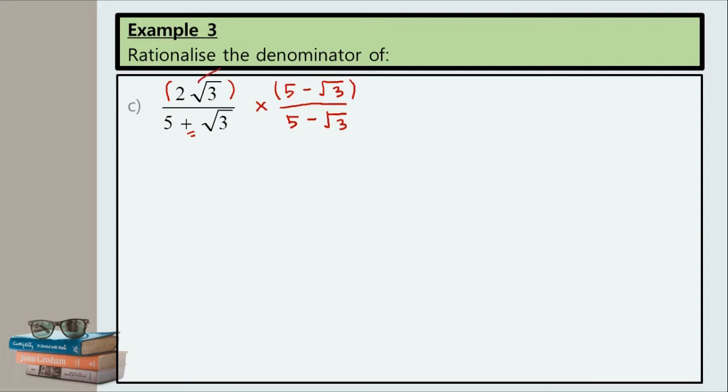2 surd 3 times 5. So, kita darab nombor dulu. 2 darab 5, 10 surd 3. Okay, since belah kiri ni kita ada satu je term, so kita terus times dengan negative surd 3.